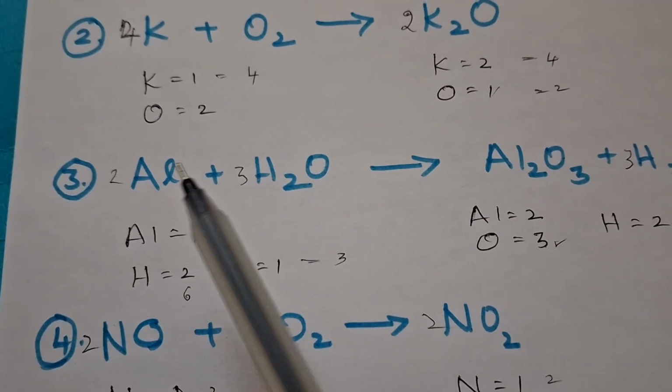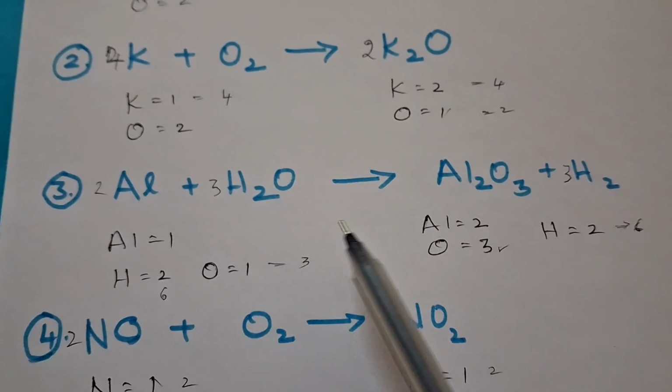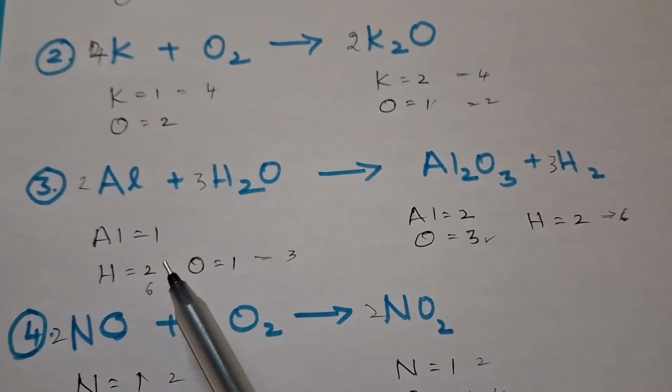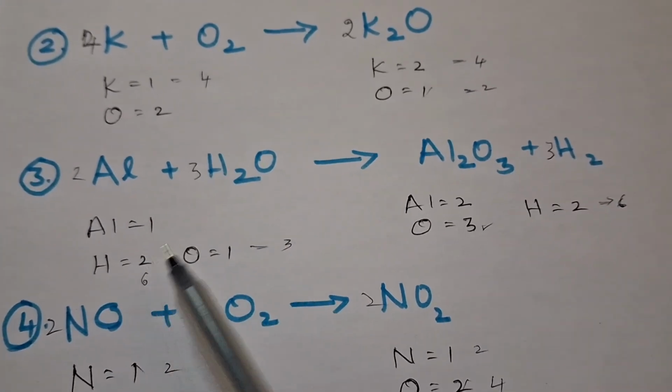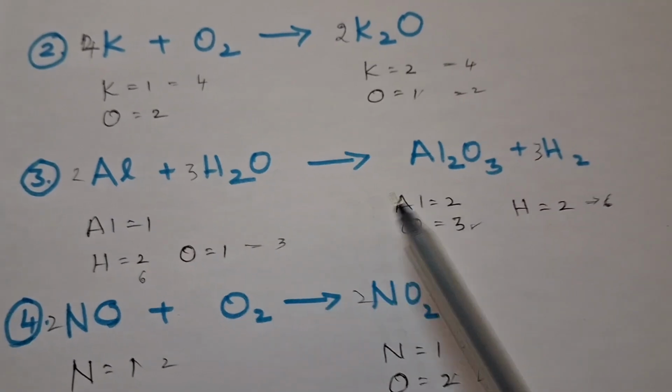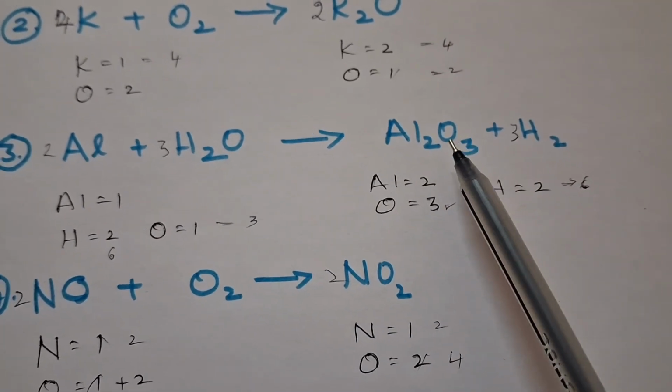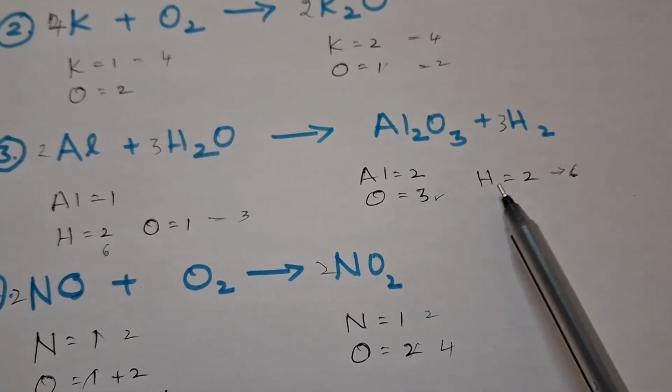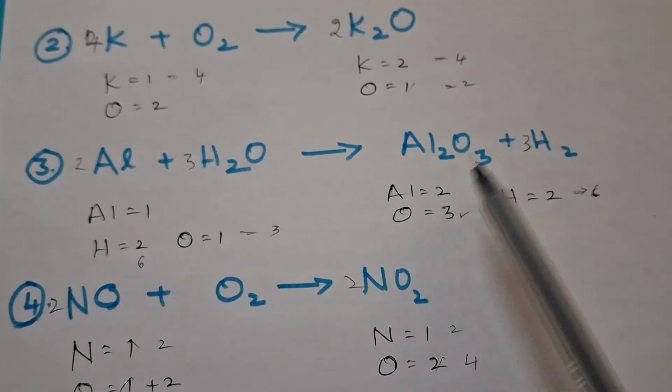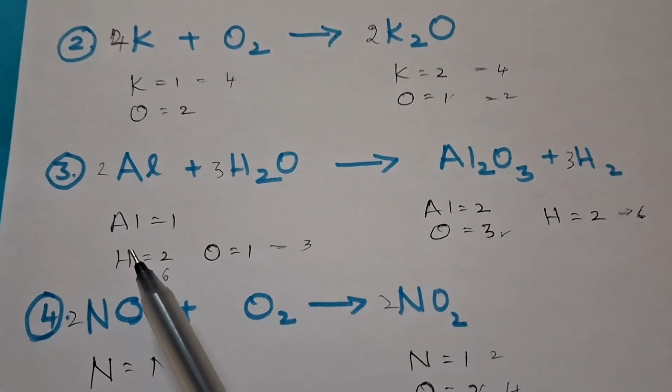Next, in the case of aluminium reacting with water. So what happens is aluminium is 1, hydrogen is 2 here, oxygen is 1. Here aluminium is 2, oxygen is 3, and hydrogen is 2. So on this side, the right hand side, the atoms are more compared to the left hand side.